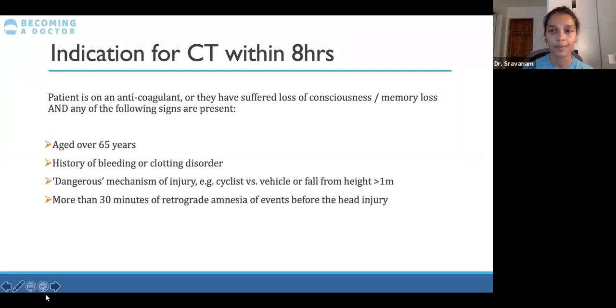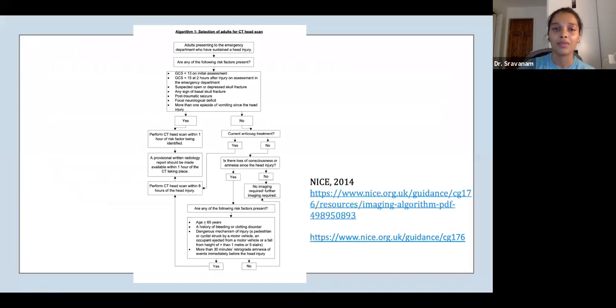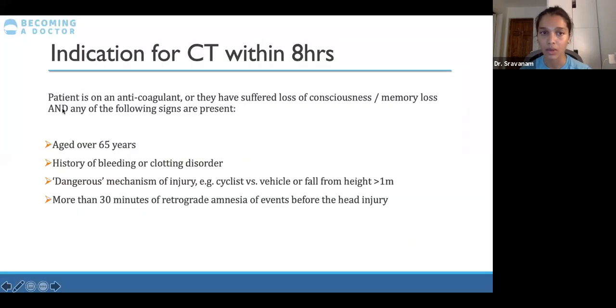All right. So here I've put down the algorithm that the NICE website puts on their website. The links are here. You can access them and see for yourself. Does that include patients on anticoagulants? Yeah, so that is one of the main criteria for 8 hours. So this and any of the following.